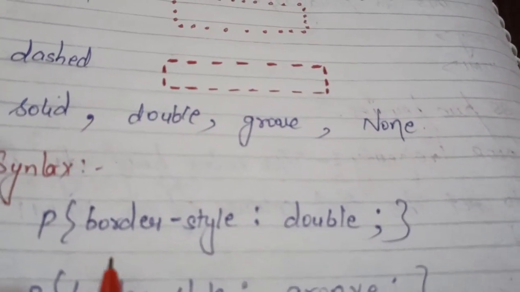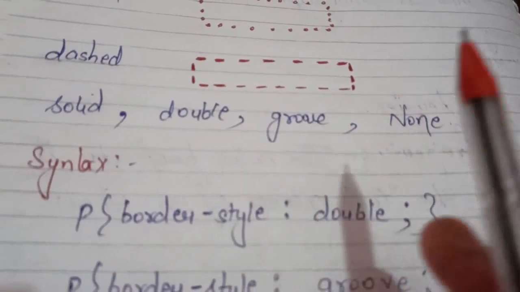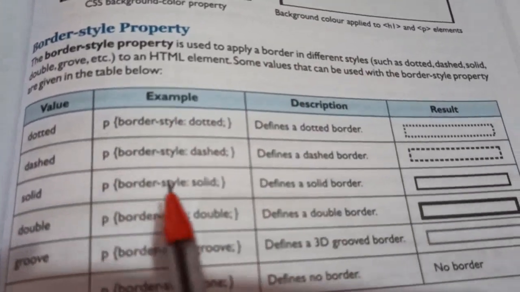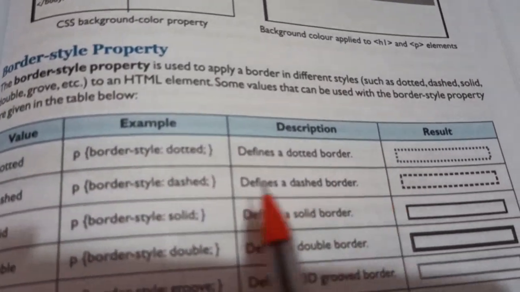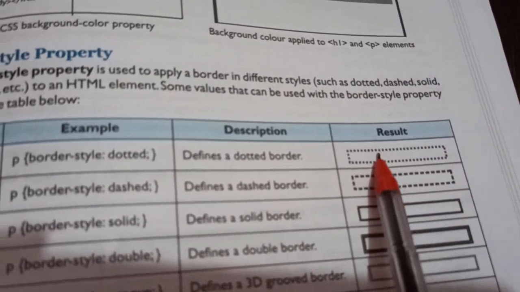P means this, how it would appear, let me show you. Okay. Yes, so these are the borders. If I am applying border style dotted, it would appear like this, the dotted one. Then if I am selecting p border style dash, it appears like this. Then p border style solid, it appears like this. Then p border style double, it appears in this format. Then p groove, it should be in a light grayish form, and in none, no border will appear.